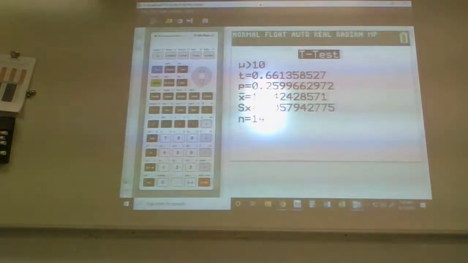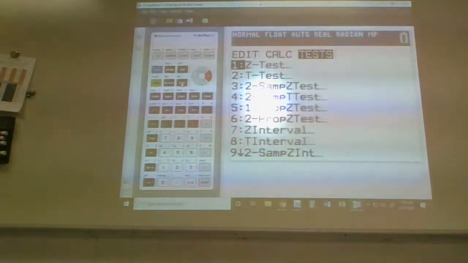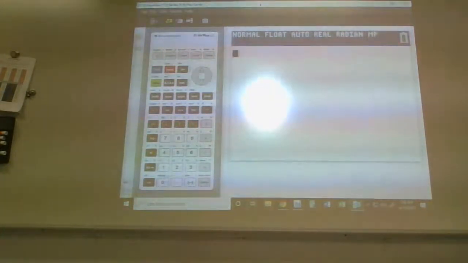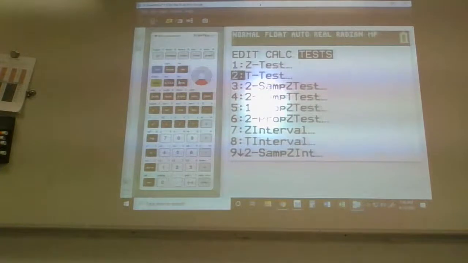Let me actually just double check. What did that say in there? Yeah, we're looking at that being greater. Okay, good. Second mode. It went away. Run the t-test again.